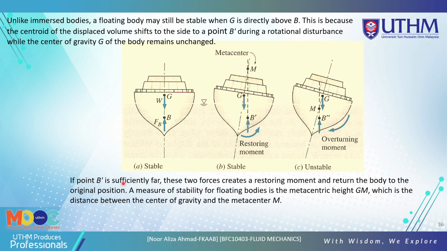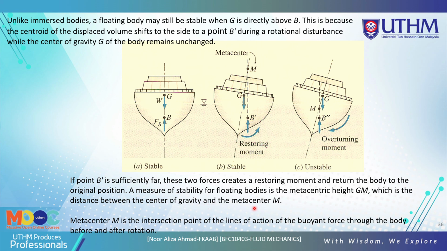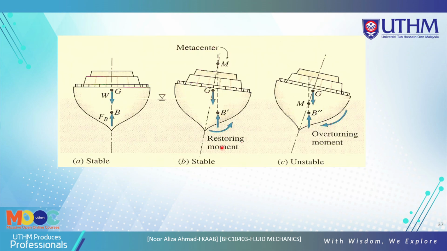Okay, if point B is sufficiently far, these two forces create a restoring moment and return the body to the original position. So a measure of stability for floating bodies is the metacentric height GM, which is the distance between the center of gravity and the metacenter M. The metacenter M is the intersection point of the lines of action of the buoyant force through the body before and after rotation. So this is more on stability, stable or unstable.